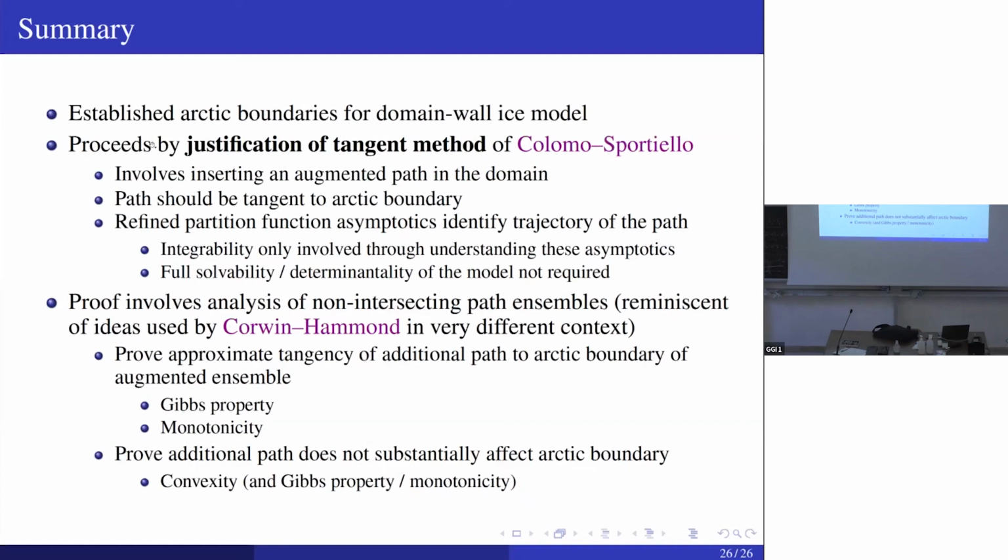And the proof basically proceeded through an analysis of non-intersecting path ensembles that is reminiscent of these sorts of line ensemble techniques used by Corwin and Hammond. And to show the tangency hypothesis, we really only use this Gibbs property and the monotonicity. And to show that the new path doesn't really affect the Arctic boundary, we showed some convexity hypothesis combined with monotonicity and the Gibbs property.